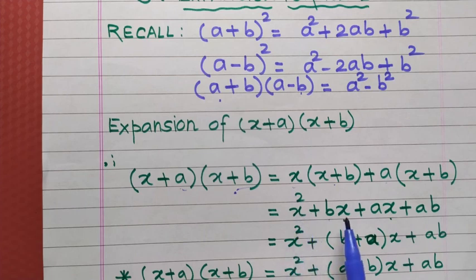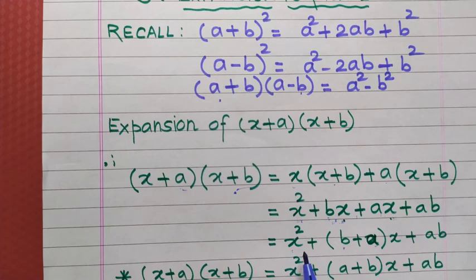x square as it is. Now, there are four terms: 1, 2, 3, 4. In the second and third term, x is common. Can you see the x common? So taking x common, what remains in the bracket? From here b plus from here a. So it will be x square plus (b plus a) into common x plus ab.